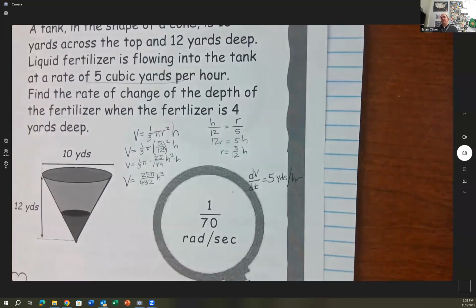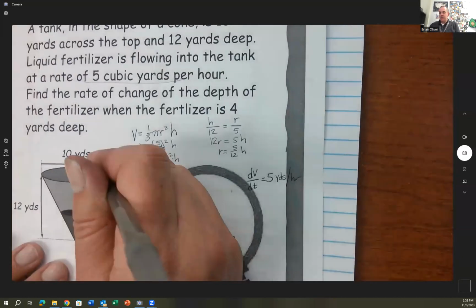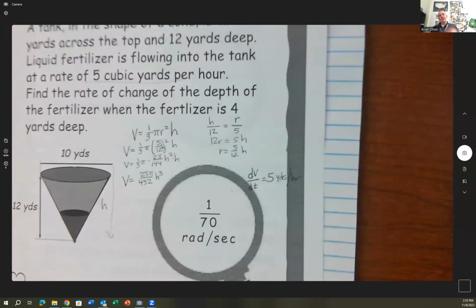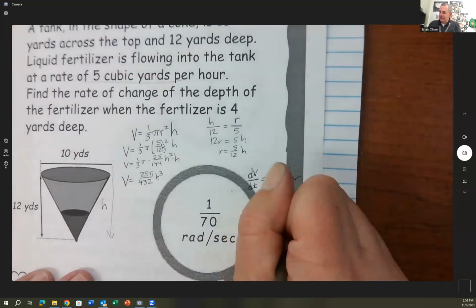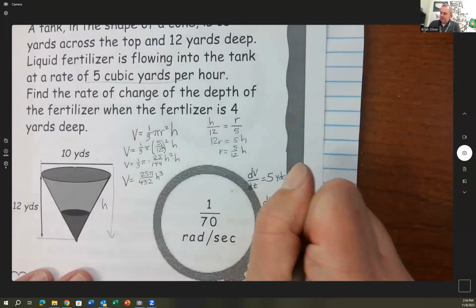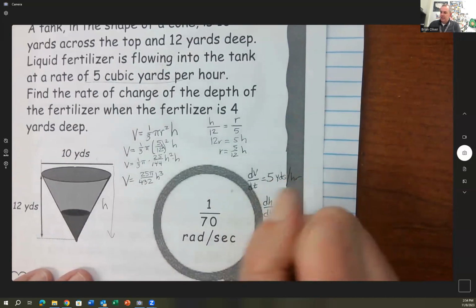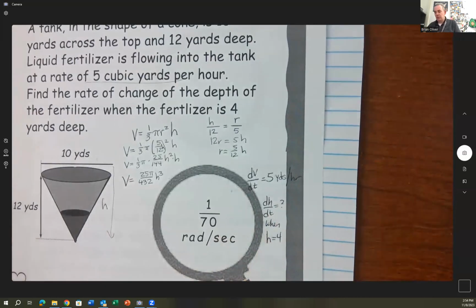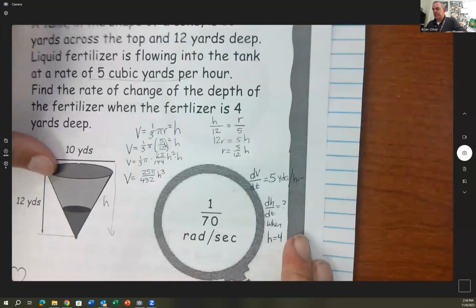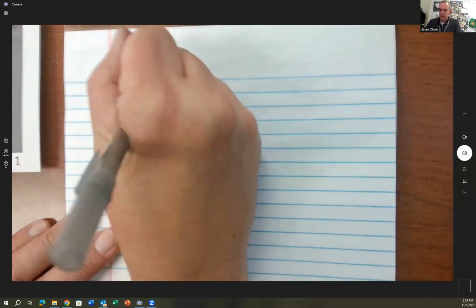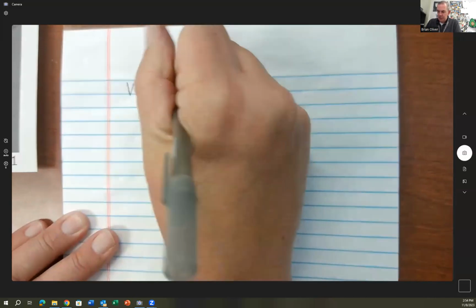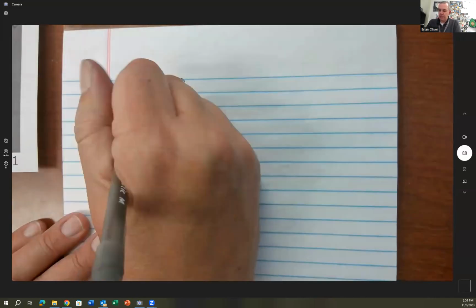Now find the rate of change of the depth. So here's the kind of hook on this one. The rate of change of the depth. As I go down, the depth into the ground is technically the height. So what I'm trying to find is dh/dt when the depth is 4 yards deep, when height is 4. So for this formula, I'm going to take volume equals 25 pi over 432 h cubed. I'm going to implicitly differentiate.